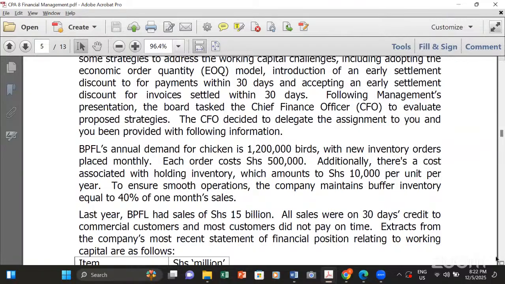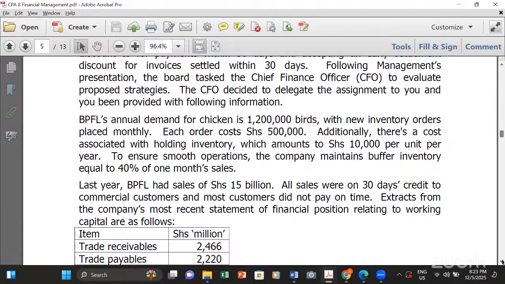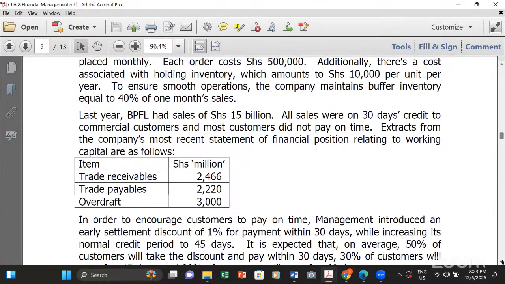Last year, the company had sales of 15 billion. All sales were on 30 days credit to commercial customers, and most customers did not pay on time. Extracts from the company's most recent statement of financial position relating to working capital are as follows. You have receivables of almost 2.4 billion, and the payables are 2.2 billion, almost equal to each other. And you have an overdraft of 3 billion.